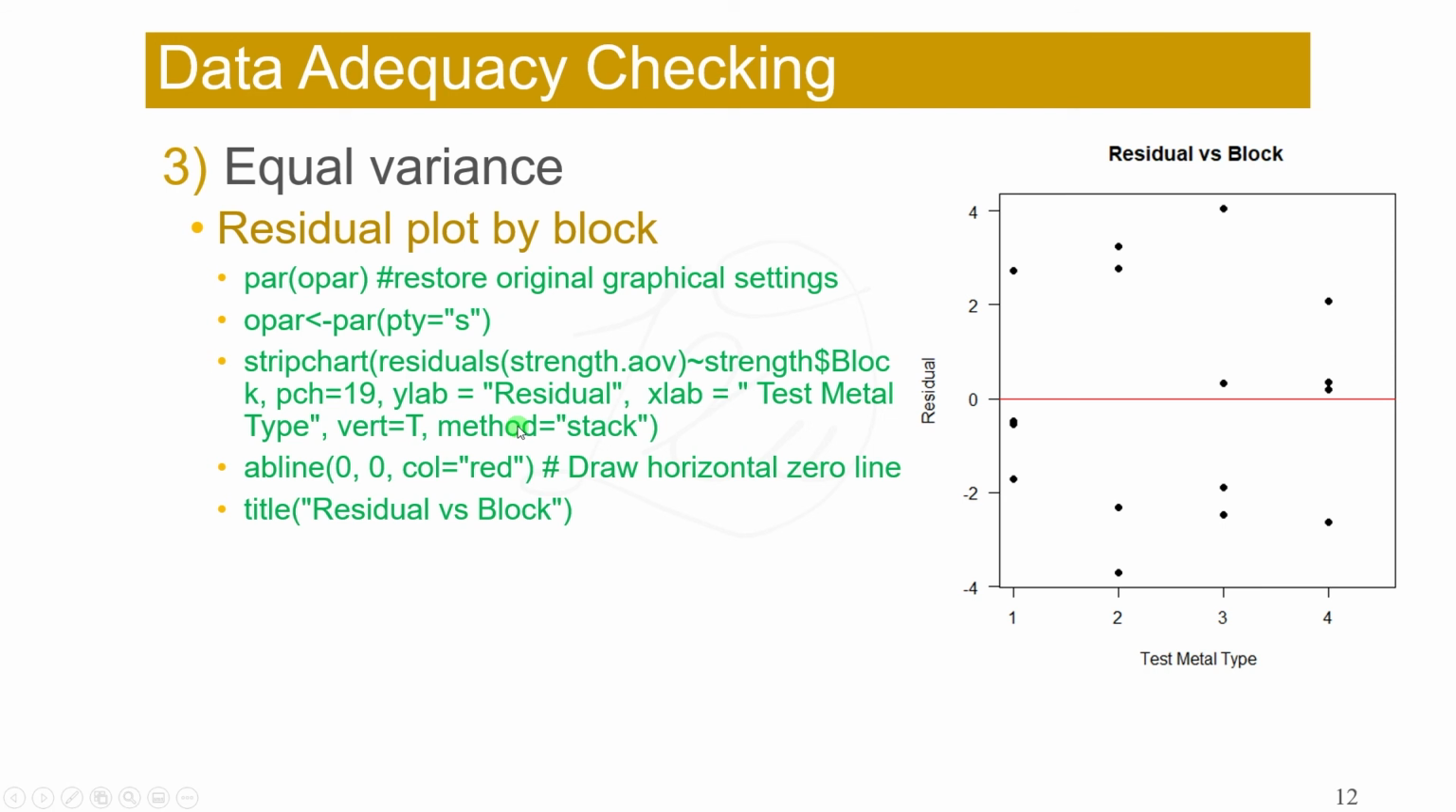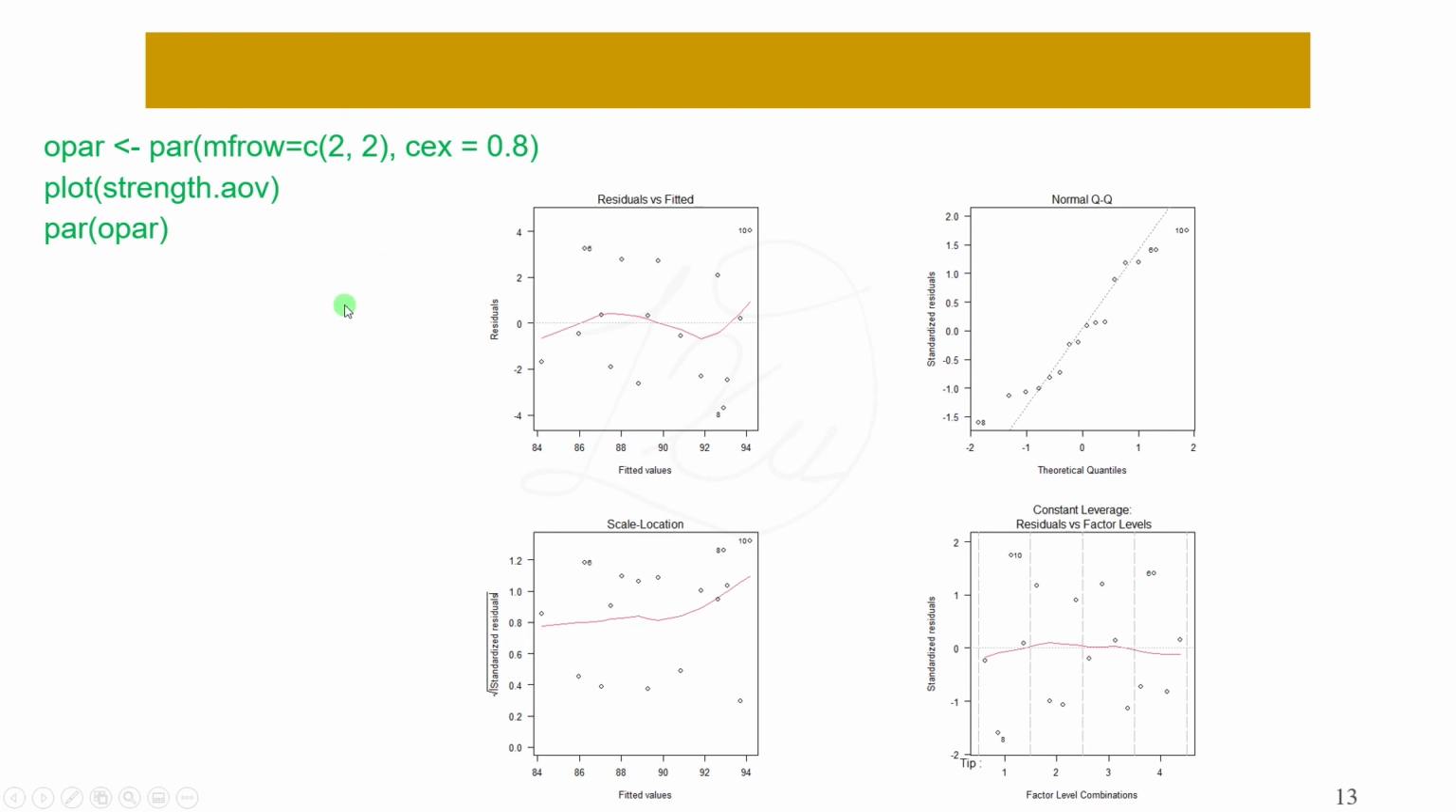We also want to look at the residue distribution for the block, so residues versus block. In this example, it is the tested metal type. The variances of the residues also look okay. By using these 3 lines of code, we can plot the 4 plots here at the same time. This is the residues versus fitted values. This is the standardized residues versus fitted values. And this is the normal QQ plot. And the last one here is the standardized residue distribution for each level of the tip type factor.